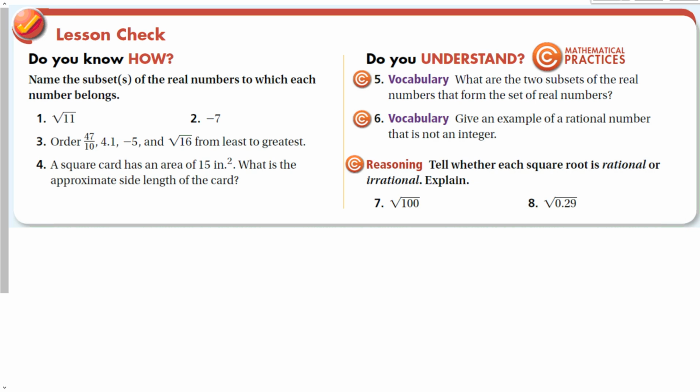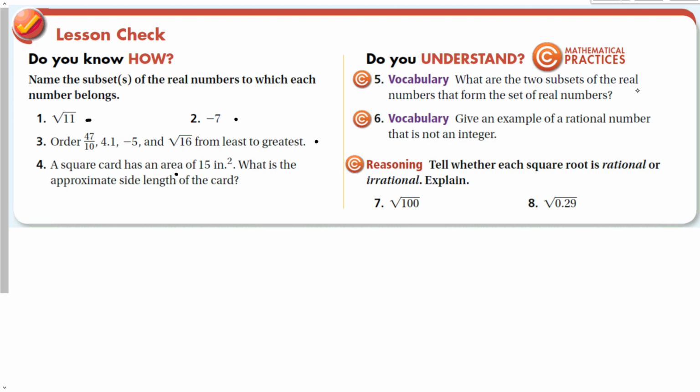Our lesson check, you should name the subset of the real numbers to which each belongs. So you should know that that is an irrational number and that is an integer. Right? You should be able to order numbers from least to greatest. If a square card has an area, length times width, of 15 inches squared, okay? So when I have a length with a unit squared, right, in order to do that, I'm going to find the square root and use the calculator.